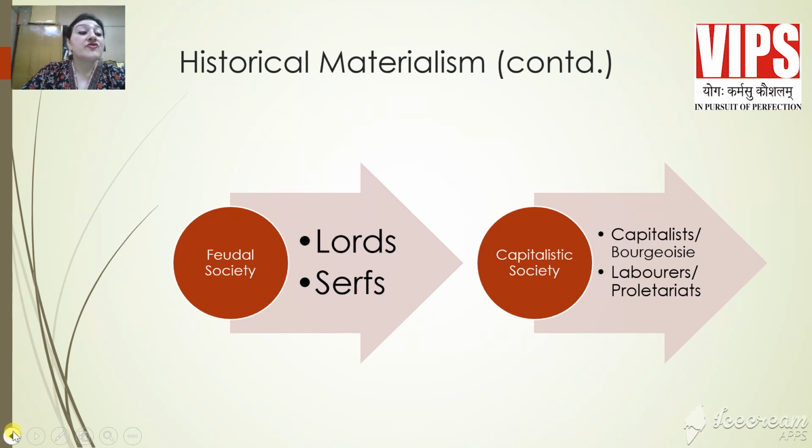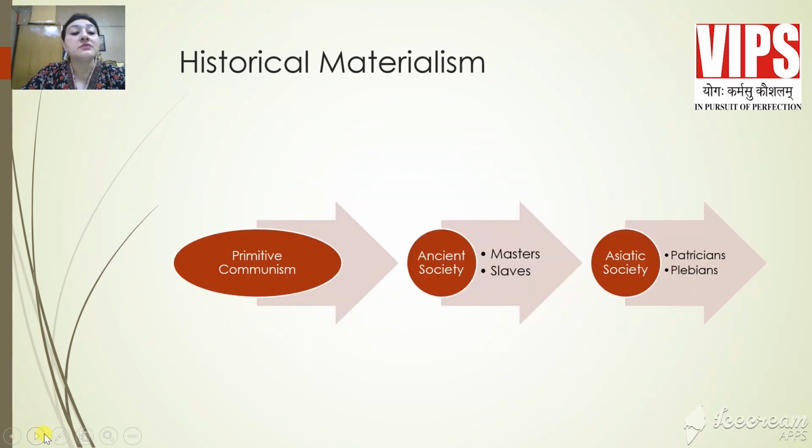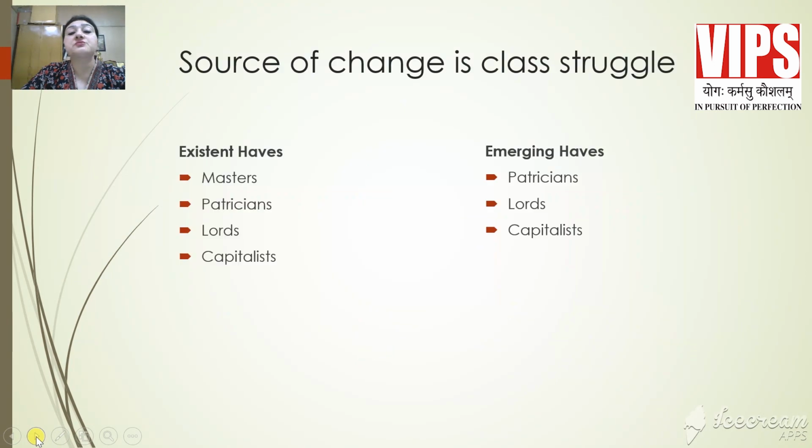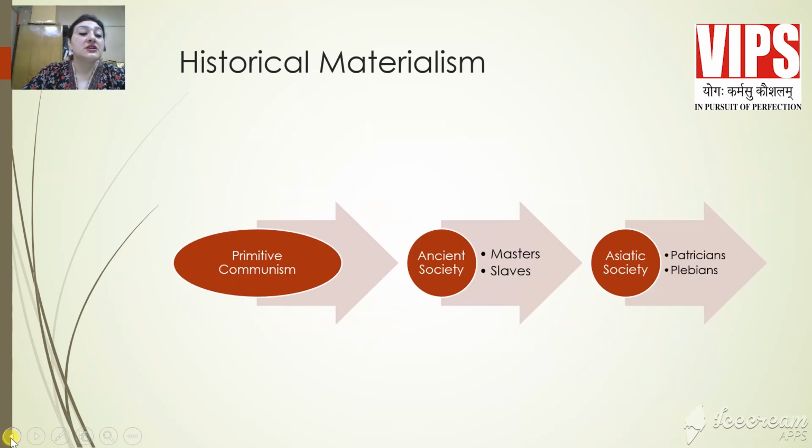So if you are trying to understand, the problem currently is not between the haves and the haves not. The problem is between the existent haves and the emerging haves. So in the ancient society, it is between the masters and the patricians. In the Asiatic society, it is between the patricians and the lords. In the feudal society, it is between the lords and the capitalists. So I hope this particular point is clear to each one of you.